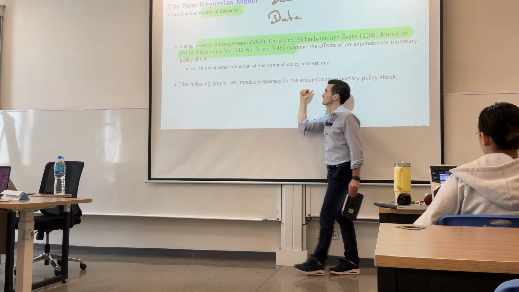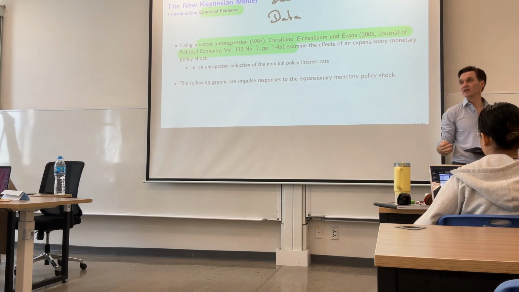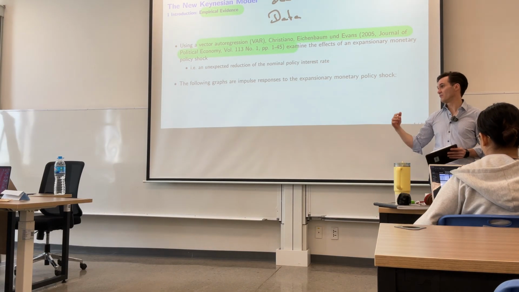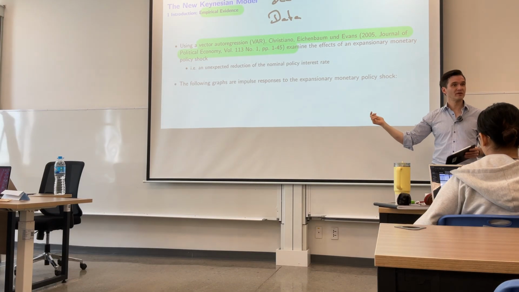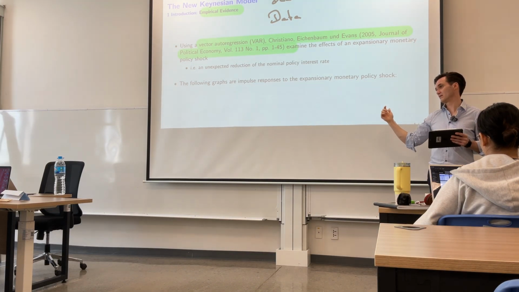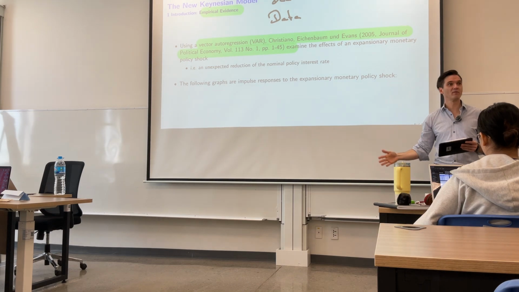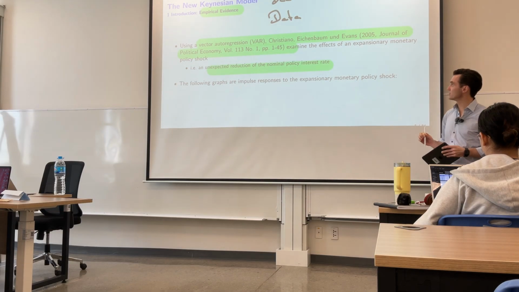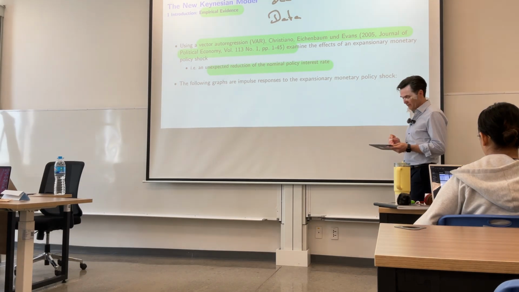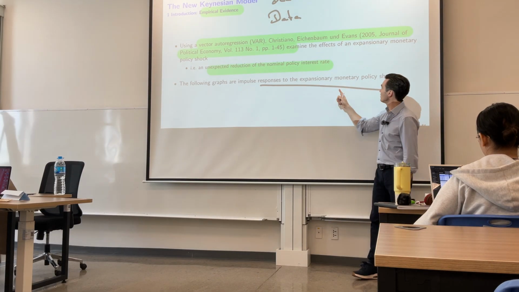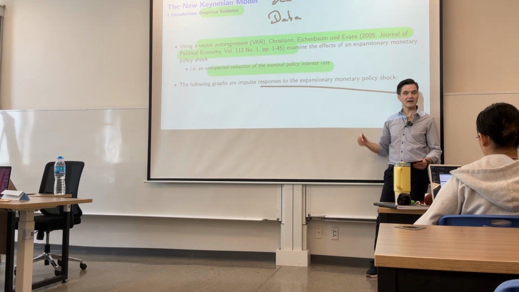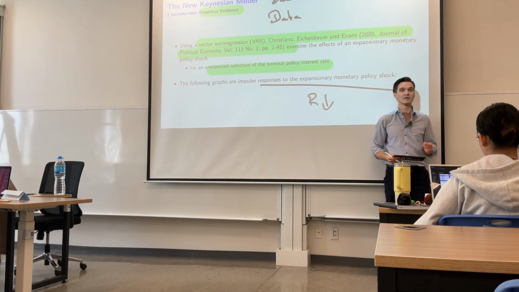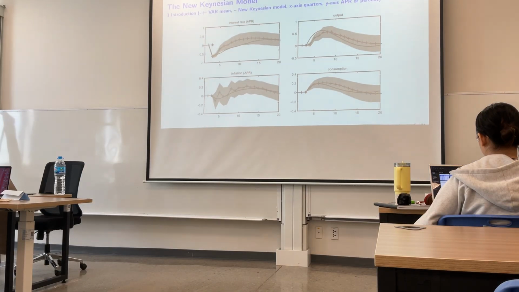And so these three authors looked at what happens in the data if the central bank unexpectedly cuts the nominal interest rate. So if Christine Lagarde gives a press conference and says, the executive board of the ECB has decided to cut the nominal policy rate. Okay, so that's what they do, and so the authors identify in the data the effects on the economy when the central bank unexpectedly cuts the rate. Okay, so say R, the nominal rate, falls unexpectedly.